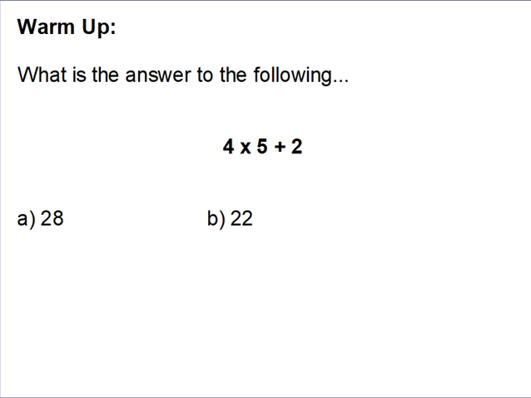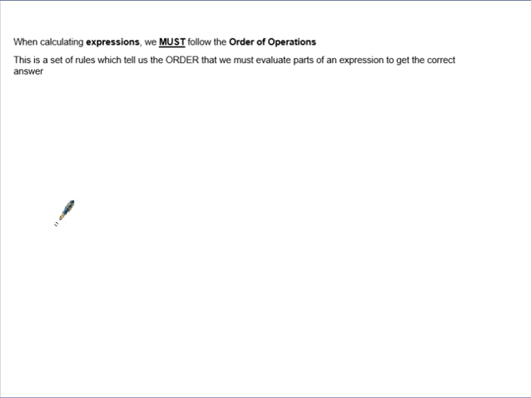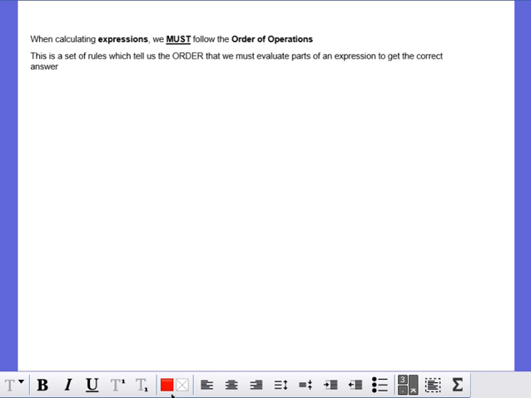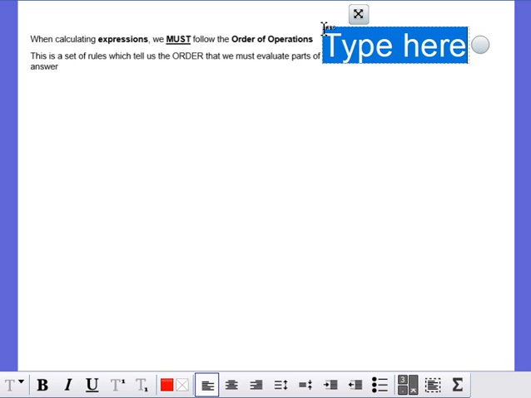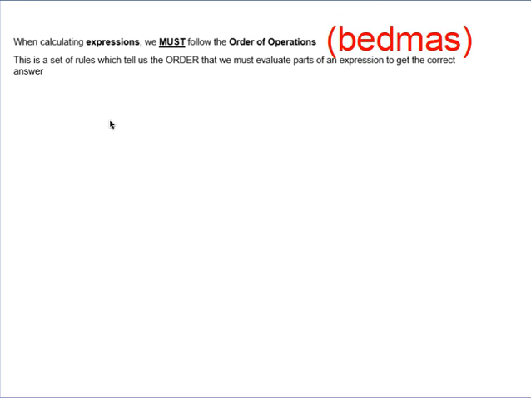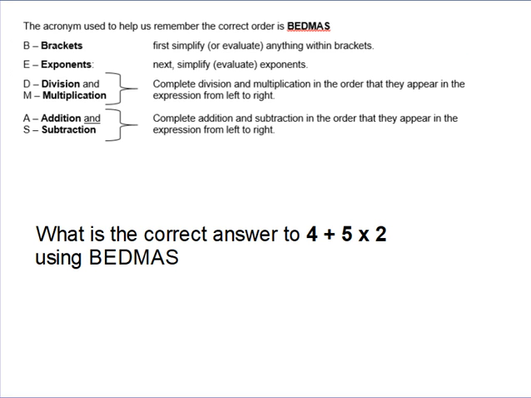Okay. So, when calculating expressions, we must follow the order of operations, which again is BEDMAS. That is the order of operations. This is a set of rules which tell us the order that we must evaluate parts of an expression to get the correct answer. Good. I think we knew that. I think we might have known that.